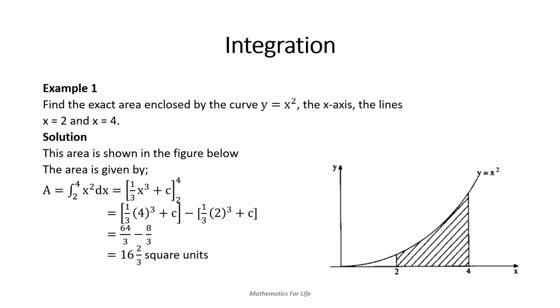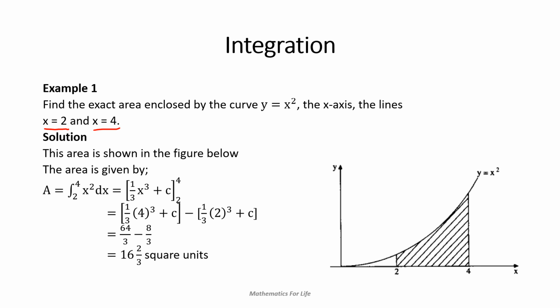Example number 1. Find the exact area enclosed by the curve y = x², the x-axis, and the lines x = 2 and x = 4. Now we note that in this question, the limits within which we are required to determine the area bound by the curve y = x² have been provided, x = 2 and x = 4. Also, the diagram shown over here indicates that particular region that we wish to find its area. And therefore, for us to determine that particular area, as already noted, we integrate the curve y = x² and then evaluate the resulting integral for the limits of x = 2 and x = 4.